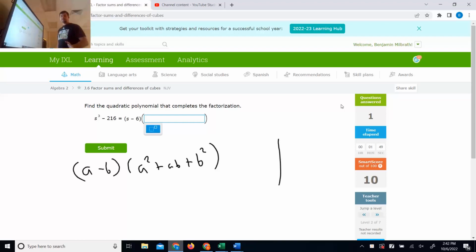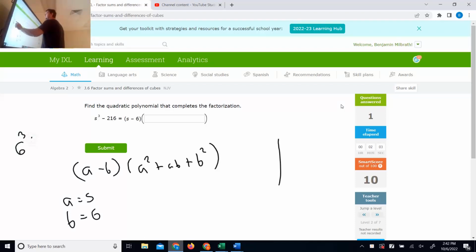So to create s cubed, I have to cube an s. So the letter a is s. And to create 216, b is 6, because 6 times 6 times 6 is 216. 6 cubed is 216. So I can finish my pattern out now.